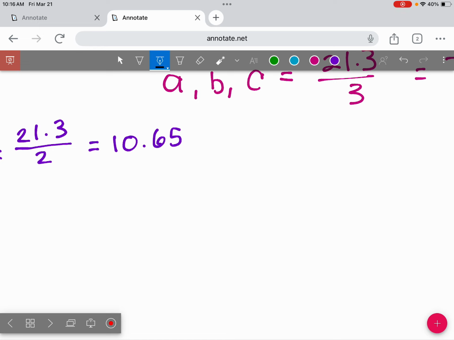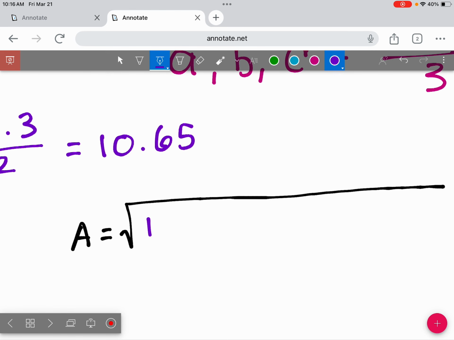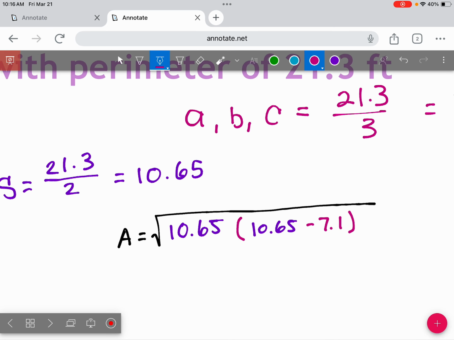carefully set this one up. Are we able to just put it as a cube? Because we know we're going to have our S, that 10.65, and we need to take the difference between the 10.65 and the 7.1 for A, then multiply that by doing the same thing for B and the same thing for C. So we're going to have 10.65 minus 7.1 exactly the same 3 times in a row, and they're all being multiplied, so we can write it like that.